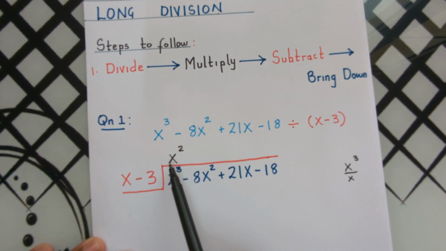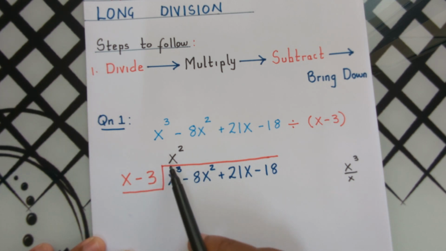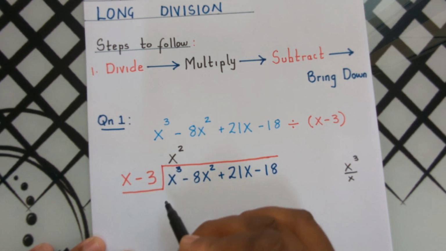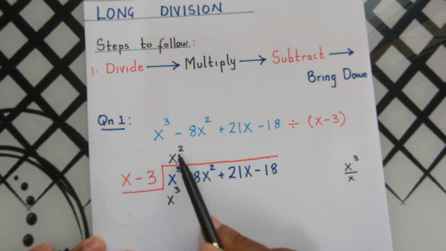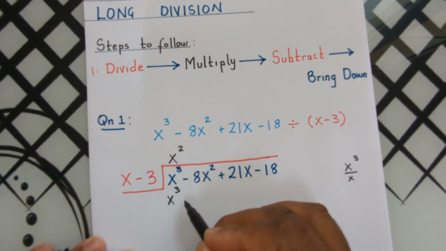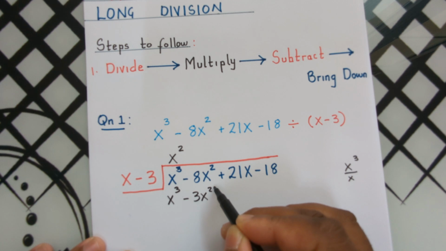So we are going to multiply x to the power 2 multiplied with x, and x to the power 2 multiplied with negative 3. So x to the power 2 multiplied by x, this will give you x to the power 3, and x to the power 2 multiplied by negative 3, this will give you negative 3x squared.